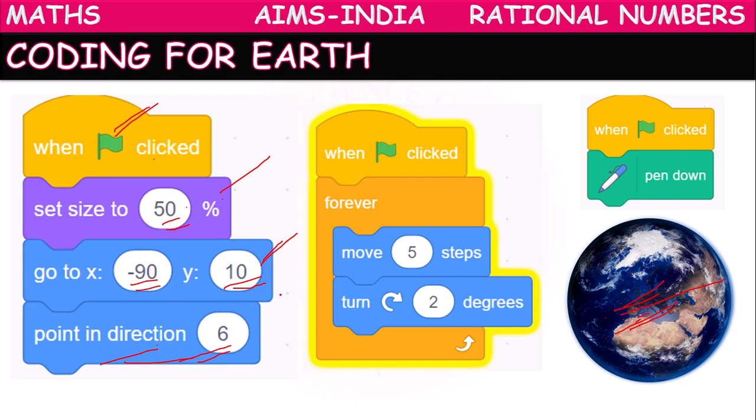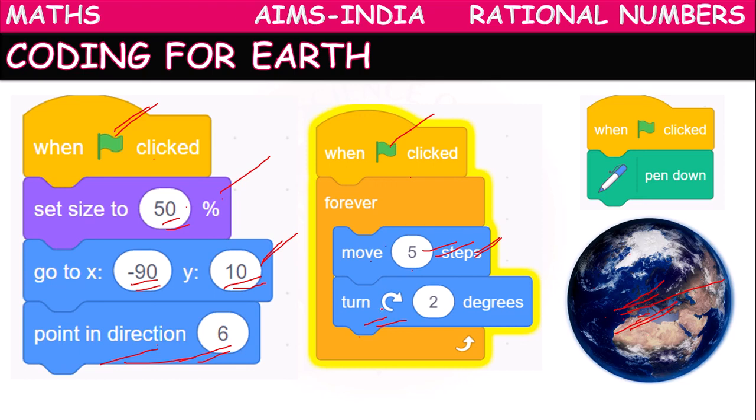That is one thing. And earth will be moving forward and rotating, because earth will be rotating around itself and also moving around the sun. For moving around the sun, it has to move some steps forward. So when flag button clicked, it has to move some steps. So for moving it forward, we are writing this move command. For turning around itself, we are writing this turn command. So move command for moving it forward around the sun, turn command for moving around itself.